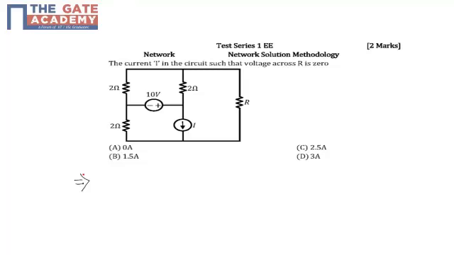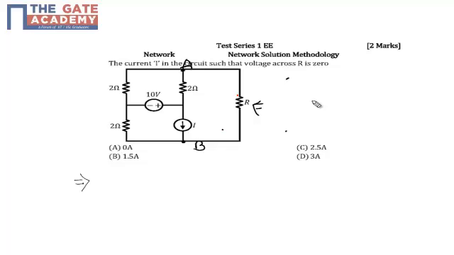First of all, let's discuss what we mean by the current across R being 0. Current across R is 0 means there is no current flow across R. It means the voltage across the terminals, let's name this A and this B, is equal.